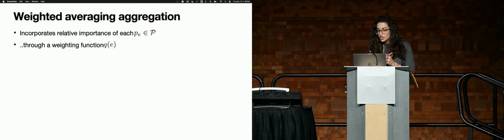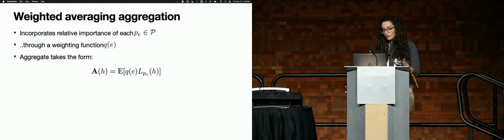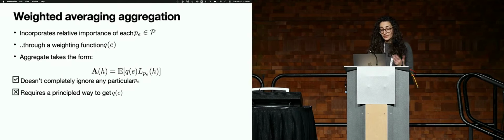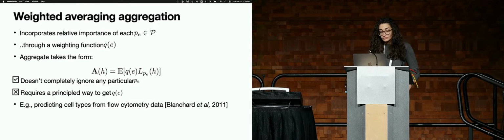Finally, there's the weighted averaging, which does not ignore any extrema. Instead, it incorporates the relative importance of each distribution in our coupling by weighting each distribution using some weighting function Q. So aggregation proceeds by taking the weighted sum over all the losses in our coupling. Now, the nice thing about this is it does not completely ignore any particular test distribution, but the downside here is that it does require us to get a principled way to get this kind of weighting function.